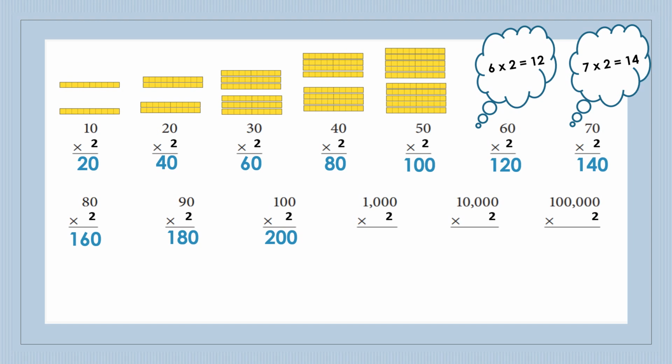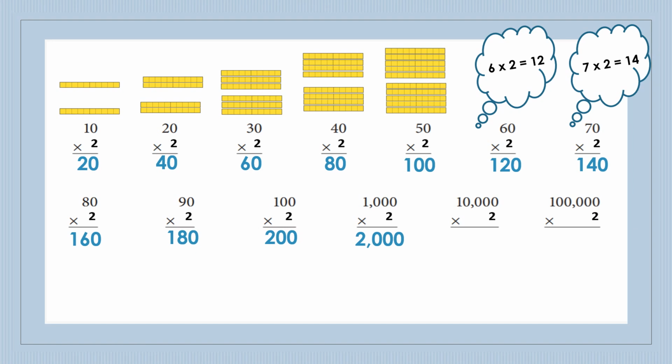Great job. Our next problem, now we're noticing that we're working with amounts or factors in the thousands. So the thinking is still going to be the same. We're going to have two equal groups, but this time we're going to have two equal groups of 1,000. So 1,000 plus another 1,000 would give us 2,000.